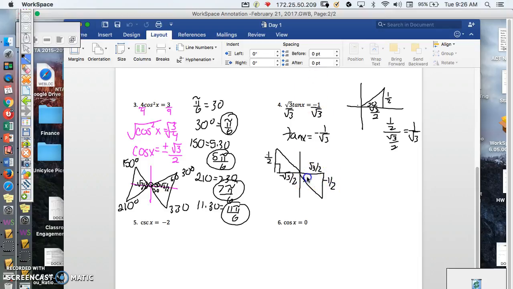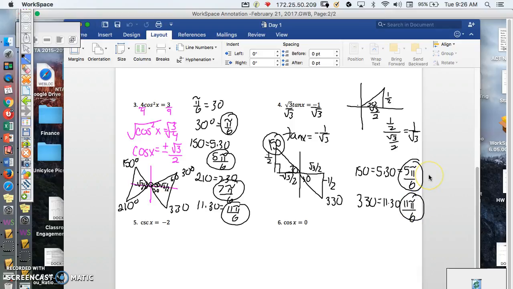So we know that this is 30 and 30. So we have, let's see, 150 and 330. So 150, 5 times 30, 5 pi over 6. 330, 11 times 30, so we have 11 pi over 6. And then we're going to take a look at these bottom two here.